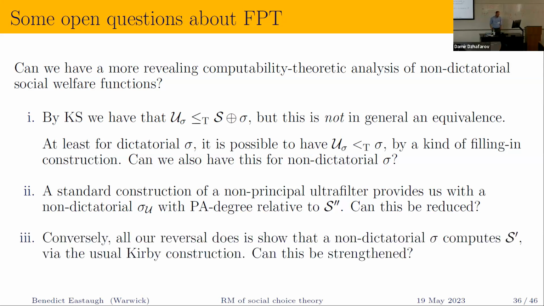And then conversely, all the reversal does, at least applying the usual way that this is proved, is show that if you've got a non-dictatorial social welfare function, then you get the jump of the society, right? It's just the usual coding construction. So can this be strengthened? Can you get something more interesting out of it?